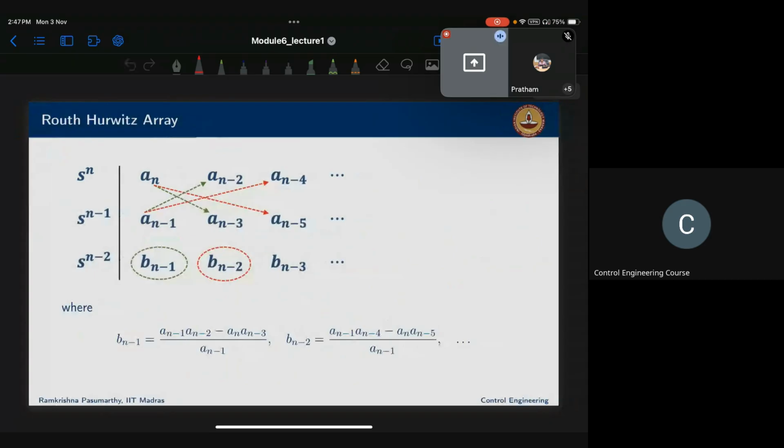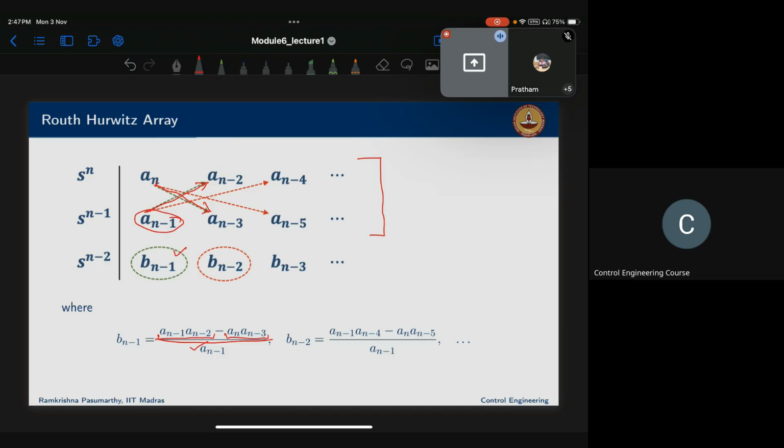Now, as I said, first the coefficients we are putting into these two lines. Then we are going to find this b row and c row. So you can see this first one, bn minus 1. How do we find bn minus 1? We multiply an minus 1 and an minus 2, you can see here. Then an and an minus 3, you can see here, minus. So divide by this expression, an minus 1.